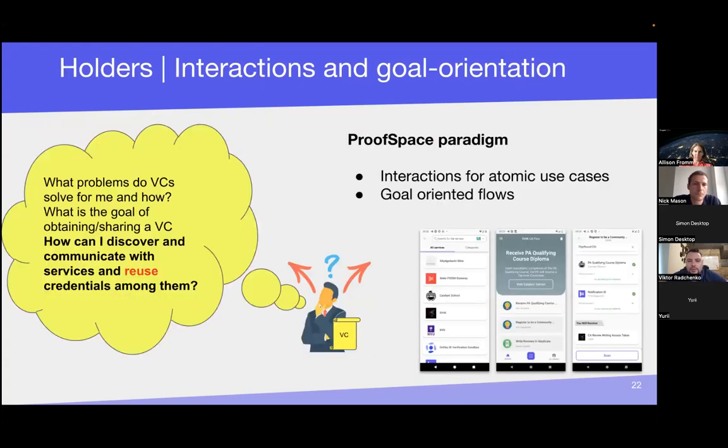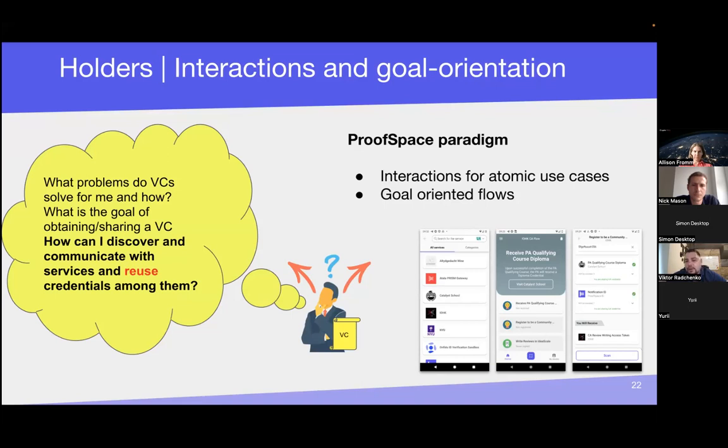And then the most unpredictable part of this communication is the human. Humans have to have a way to understand why they should share the data. What is the result? What is the goal of this sharing? What will I receive after? How may I communicate and reuse my credentials with the services?